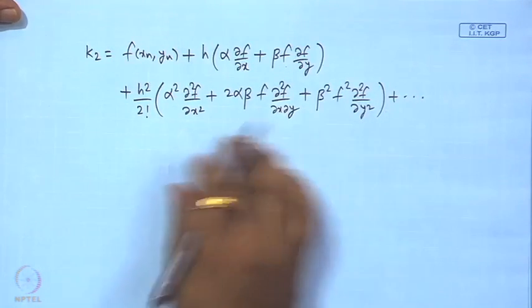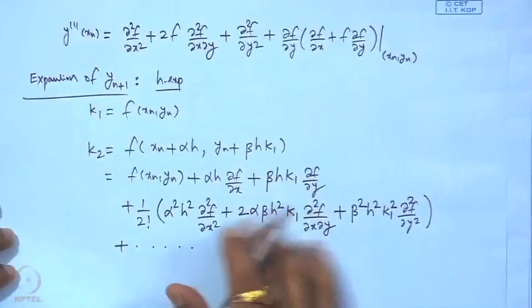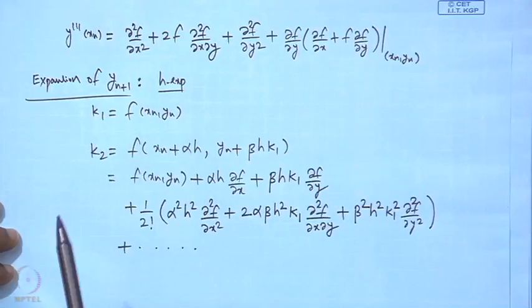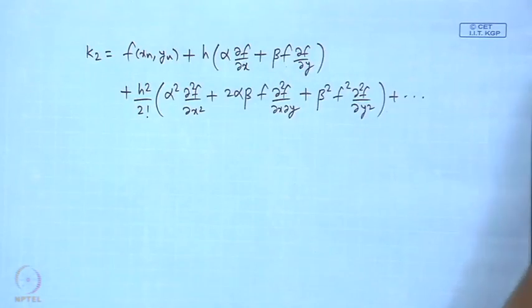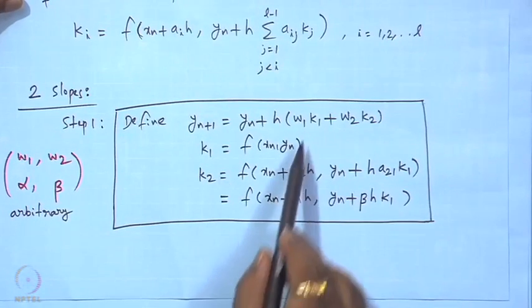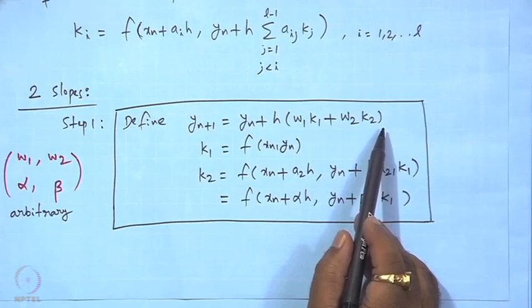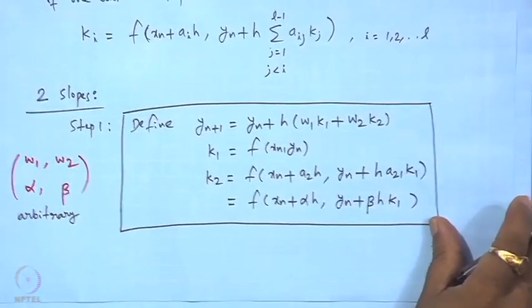Okay. So, this is K 2. So, what did we do? We are trying to get the h expansion of that approximation. So, K 1 is this, K 2 we have expanded. Now, what we have to do? We have to substitute the expansions in y n plus 1. Okay. So, let us try to do that.